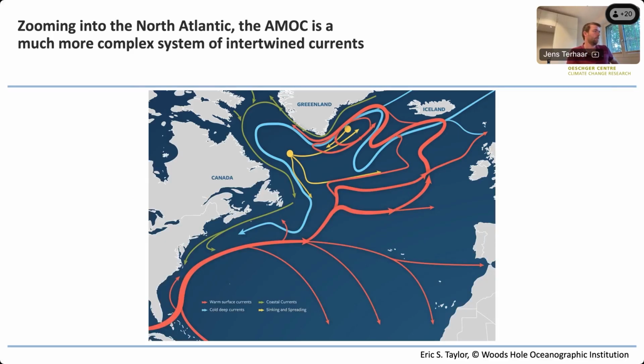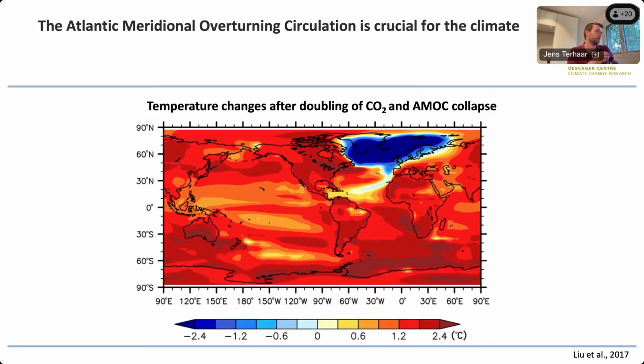If the system should break down, or the AMOC should collapse, we would expect to see temperature changes that look roughly like this. These are simulated temperature changes after a doubling of CO2 and an AMOC collapse. We see the global warming signal almost everywhere. We would see a drastic temperature decline in the North Atlantic, over Greenland, the Scandinavian countries and the UK, with associated changes in storms, precipitation, and other climate indicators.